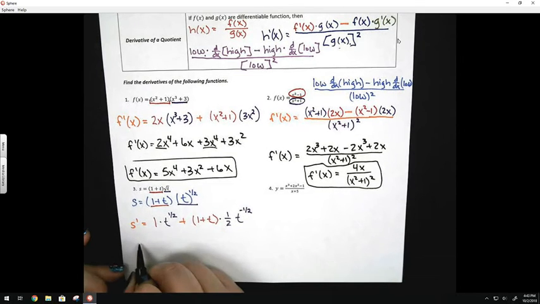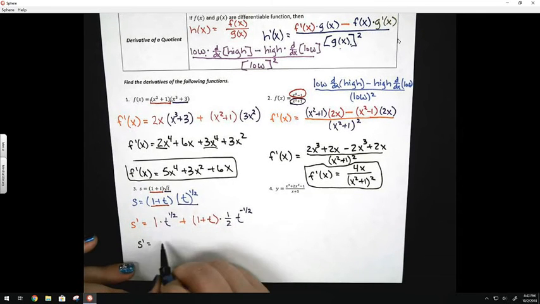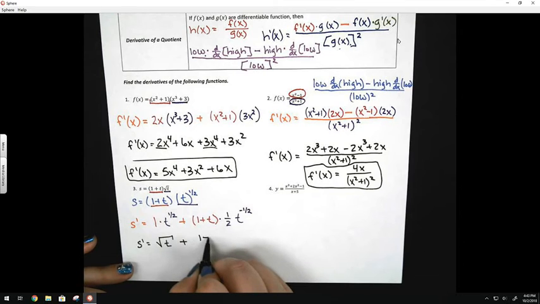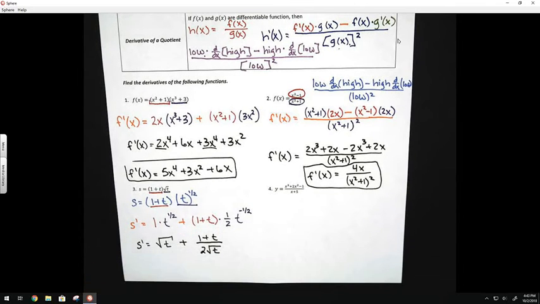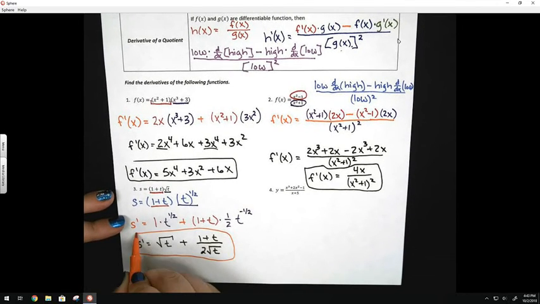So s prime is going to equal, I'm going to go ahead and just rewrite this right away as the square root of t plus this t to the negative 1/2, we're going to drop it like it's hot. So we get a 1 plus t on the top and then a 2 square root of t on the bottom. And we're actually just going to go ahead and leave that as our final answer. So that is our s prime for number 3.